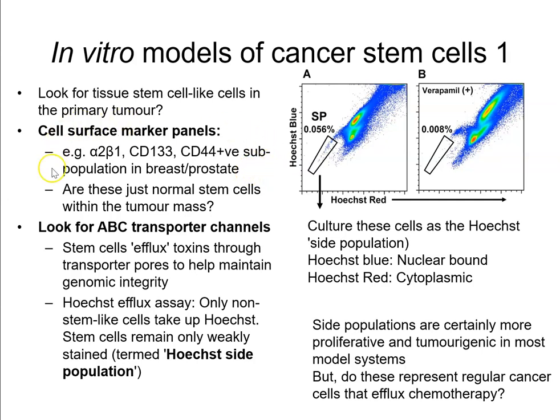The question is, if you take a tumour mass and you extract all of these cells from that tumour mass, are you getting cancer stem cells or are you just getting normal stem cells within the tumour mass? And this has been a problem of some of the earlier studies in this area.